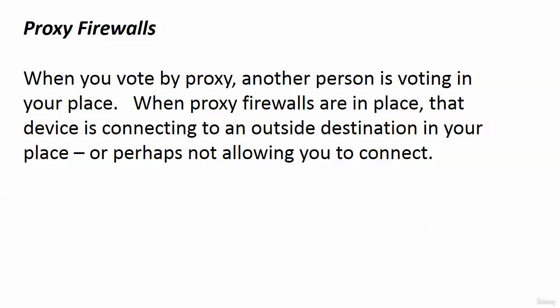But what you can do is vote by proxy, which means basically you are signing over your vote to someone else, or you're telling them, hey, I want to vote yes on the first thing that's proposed and no on the second thing. And then they vote for you. They vote in your place. And the reason I bring that up is that that's what a proxy firewall does in a way.